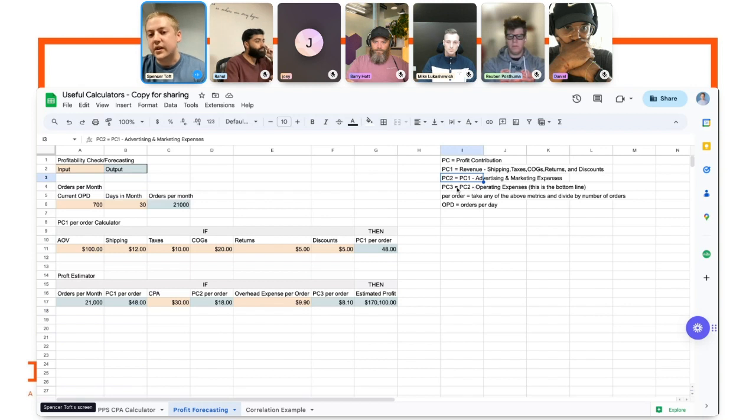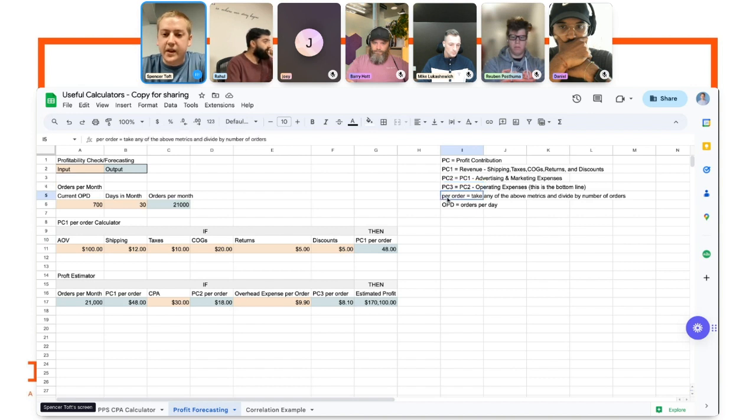And then profit contribution 3, this is the last one. This is kind of your bottom line. This is after advertising and marketing expenses and shipping and taxes and cost of goods and returns and discounts. This is what you have left over to pay for operating expenses, so things like payroll or what have you. This is kind of the bottom line here.